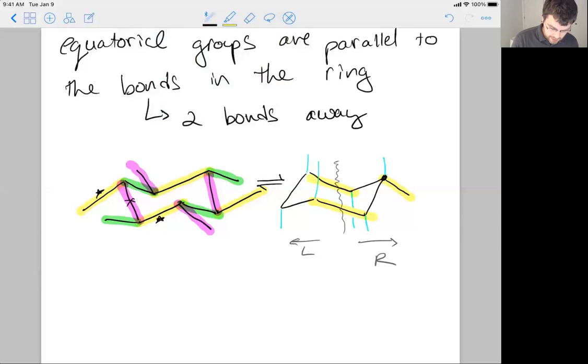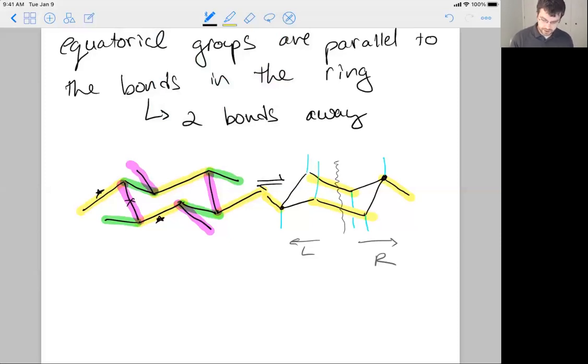inside the ring, and it would be parallel to the carbon across the ring. Sorry, I don't mean to scrunch that into my other chair structure, but I guess they're giving each other a high five. But now the yellow bonds are all parallel to each other.